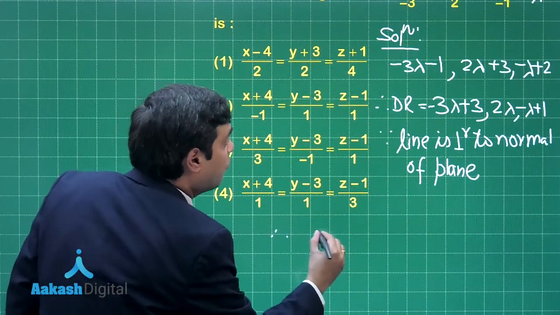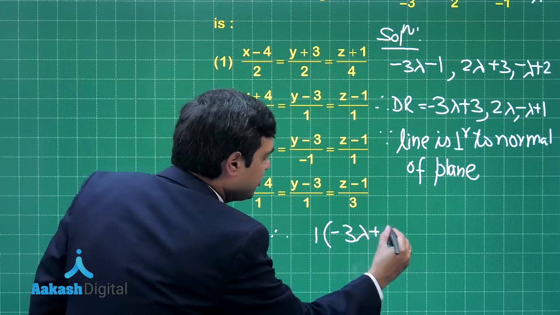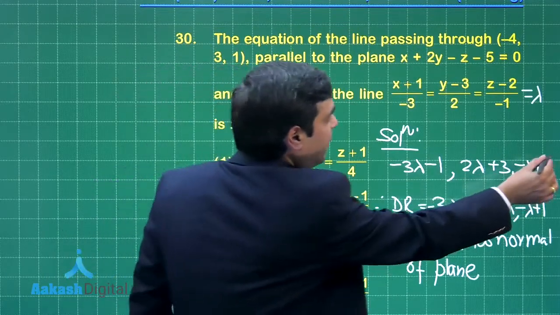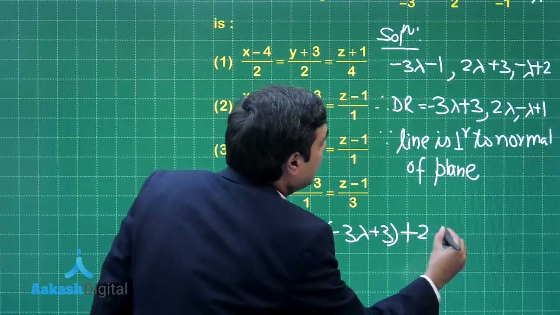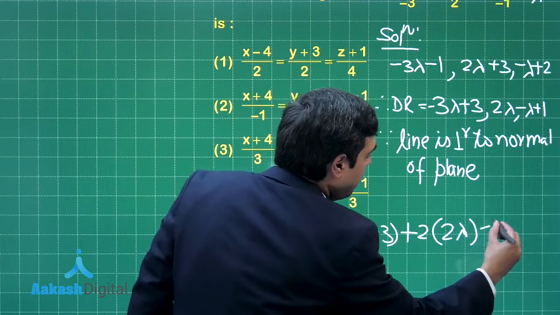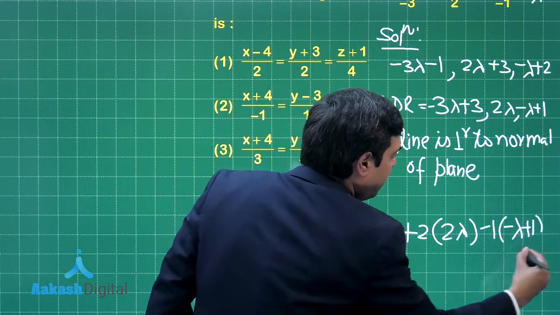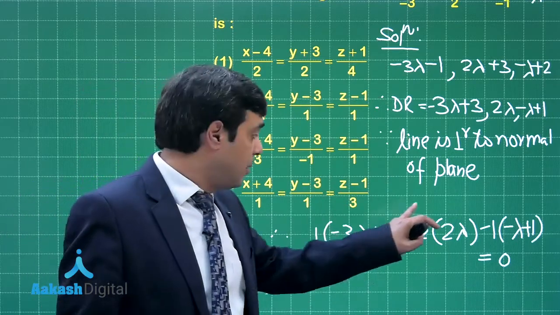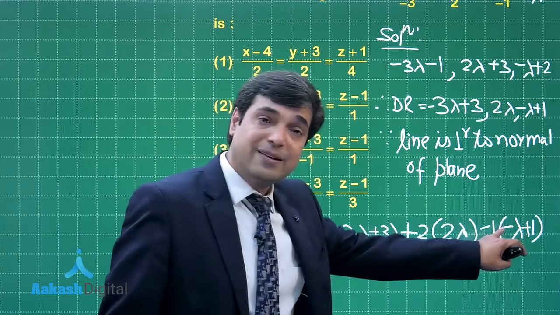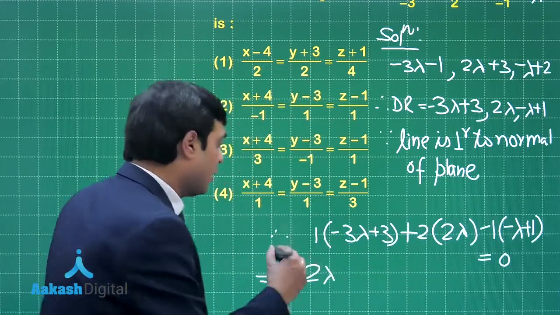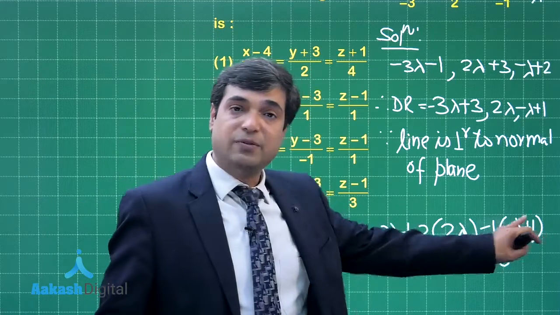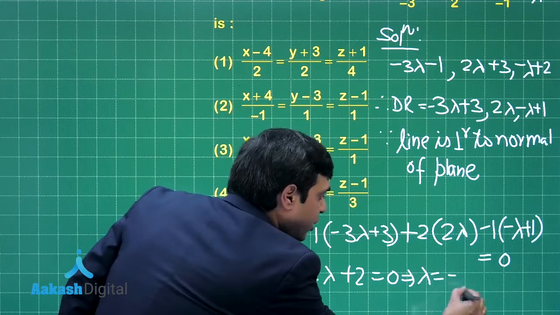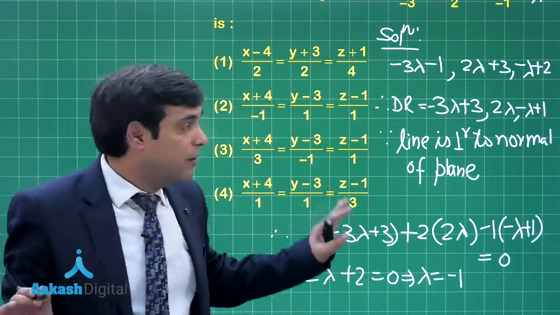we can write 1 into minus 3 lambda plus 3. Then from the plane's normal we have the ratios as 1, 2, minus 1. Let's mention 1 into minus 3 lambda plus 3, plus 2 times 2 lambda, minus 1 times minus lambda plus 1 is equal to 0. Simplifying, we have minus 3 lambda plus 4 lambda, that is lambda, plus lambda, that is 2 lambda. Next 3 minus 1, that is plus 2, equals 0, or lambda is equal to minus 1. This is clear. We got lambda.